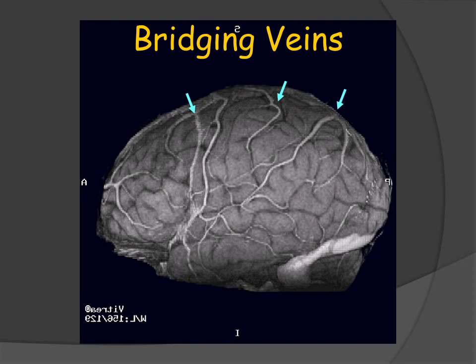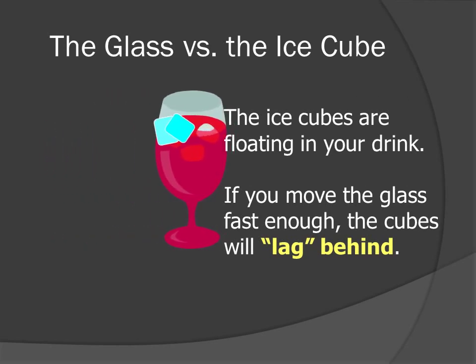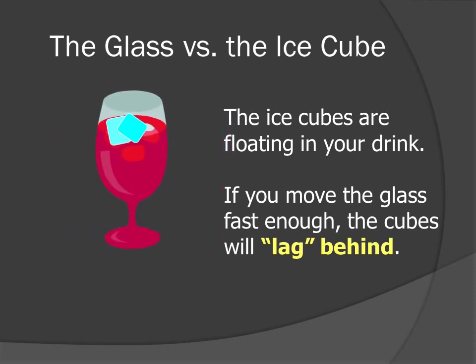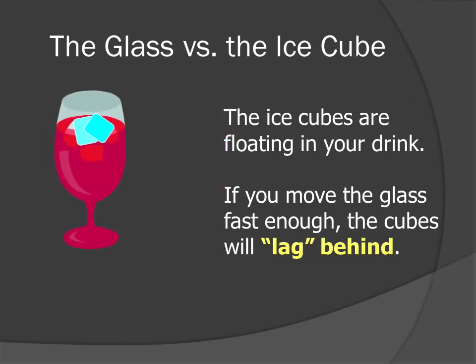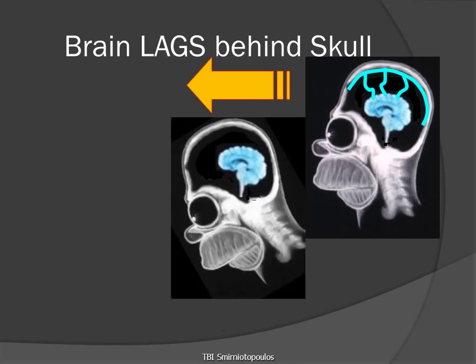Now, if you imagine a glass with ice cubes and you move the glass very rapidly, the movement of the ice cubes lags behind the movement of the glass. And a similar thing happens inside of the head. Normally, the cerebrospinal fluid is supporting the brain and the brain is floating in CSF. So if we look at this diagram here, we imagine the brain is floating in the cerebrospinal fluid, and the bridging veins must connect the brain to the superior sagittal sinus.